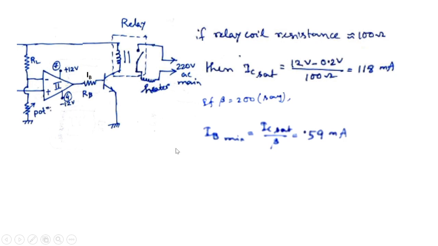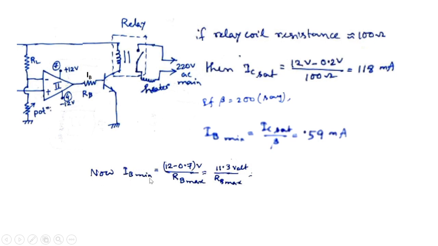So IB goes as 12 volt. Why is it 12 volt? Because when the op amp is in saturation, it is either plus or minus 12. So when it is plus 12, the transistor will be on. When it is minus 12 saturation, the transistor will be off. So when it is plus 12, then the IB will be 12 minus 0.7.